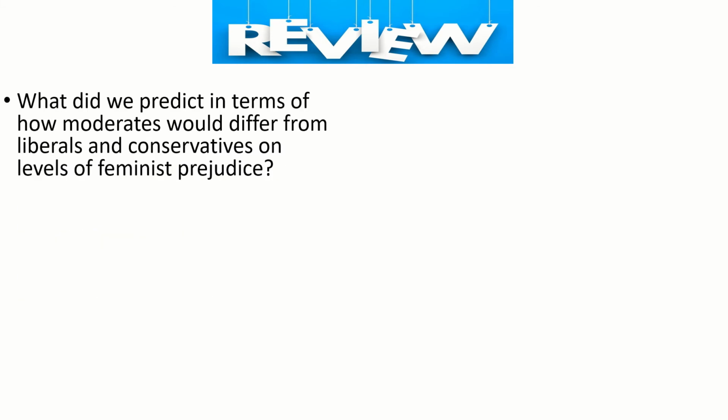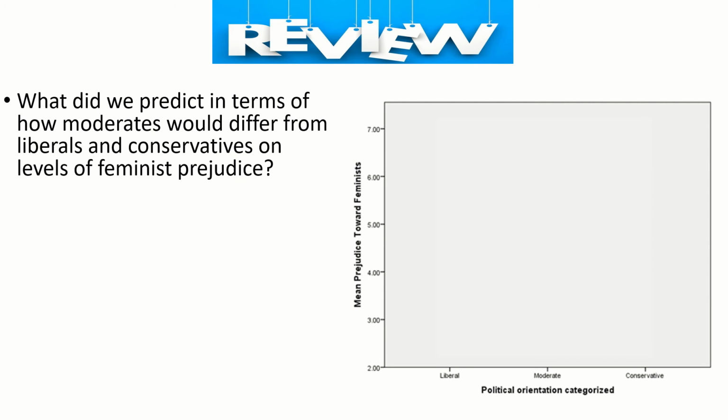Hello everyone, this is video 3 of one-way ANOVA, and before we get into looking at some SPSS output, let's review video 2, what we went over in video 2. So in video 2, we first made predictions about how conservatives, moderates, and liberals would differ on their levels of feminist prejudice.